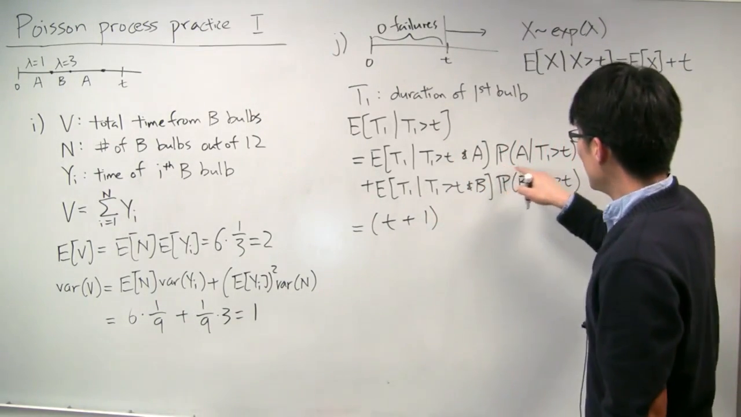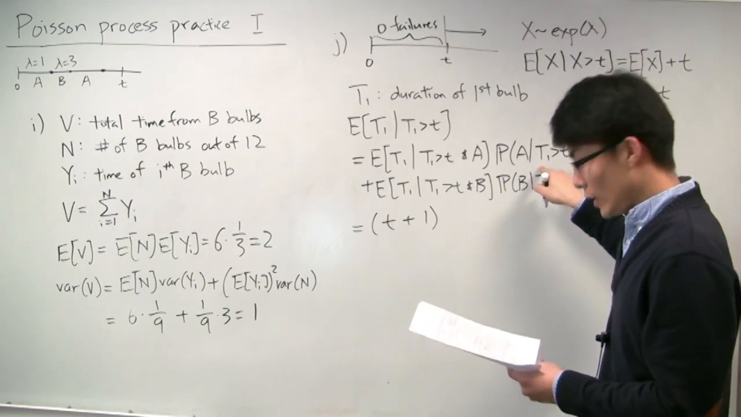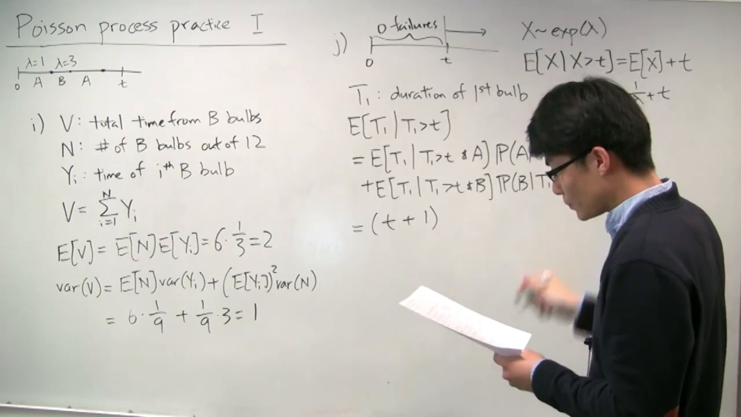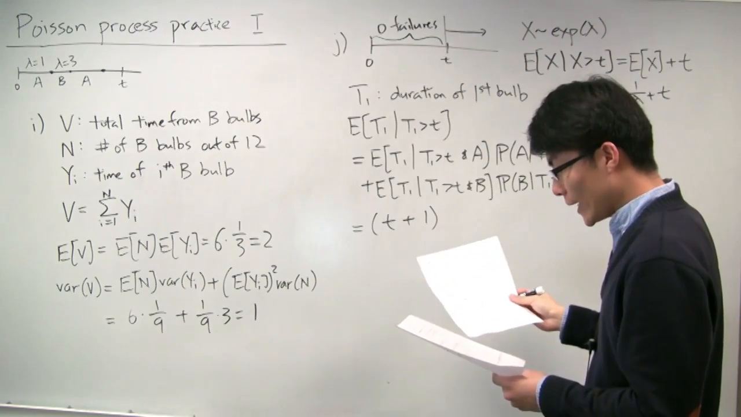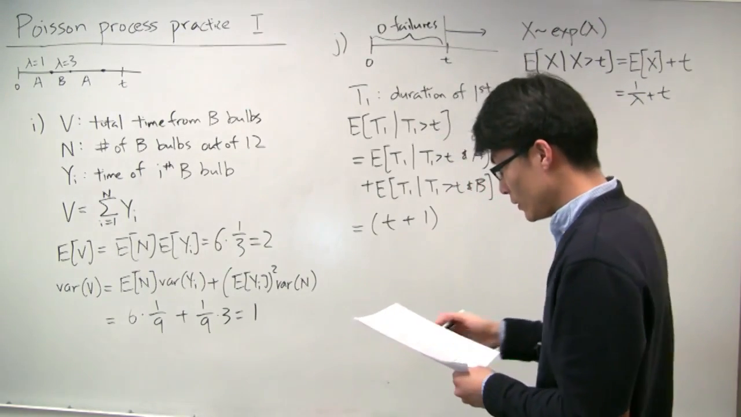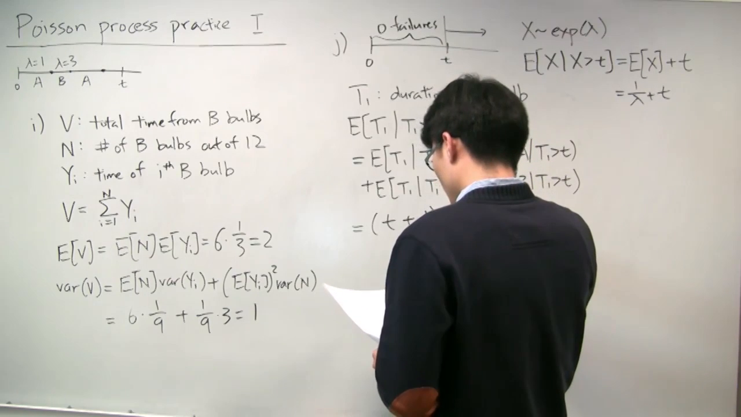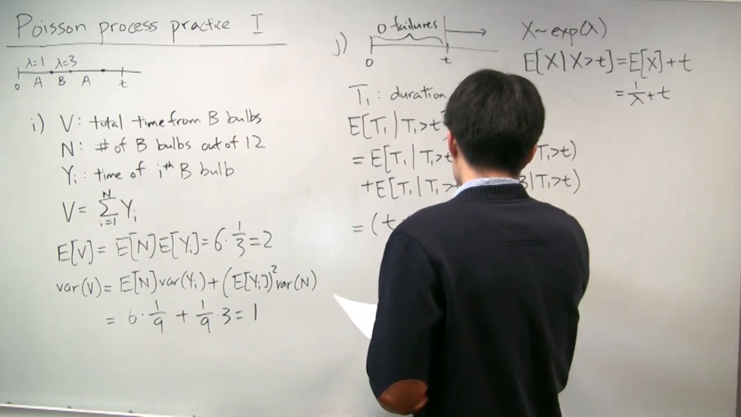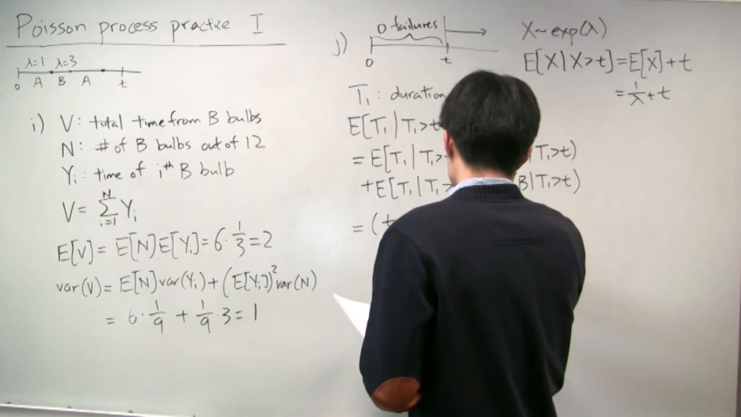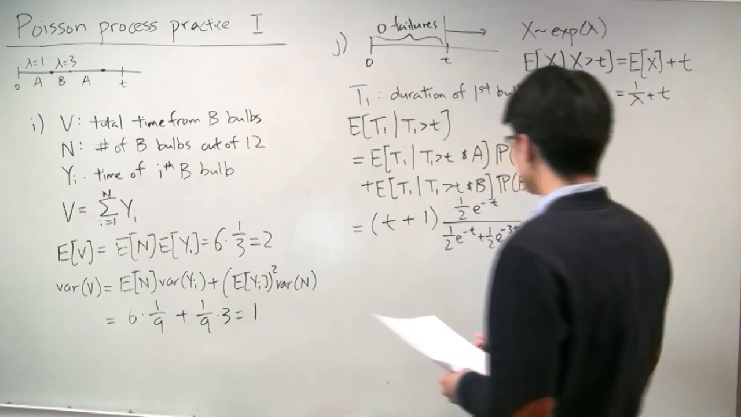Now, what is the probability that it's actually a type A, given that it has lasted until time t? Well, that we've also already calculated. We calculated that in part C. And from part C, the answer that we got was 1/2 e to the minus t over 1/2 e to the minus t plus 1/2 e to the minus 3t.